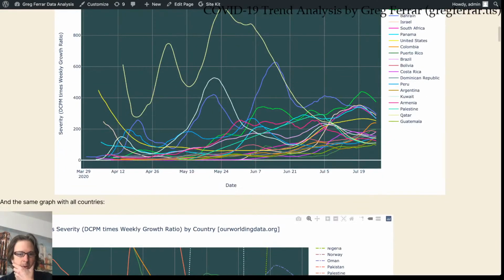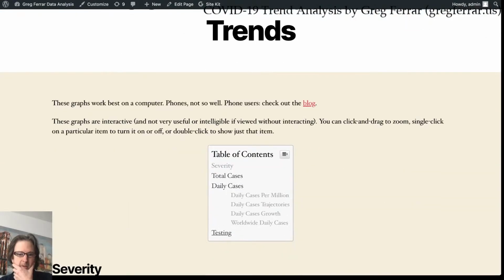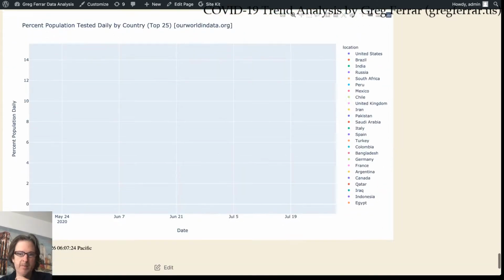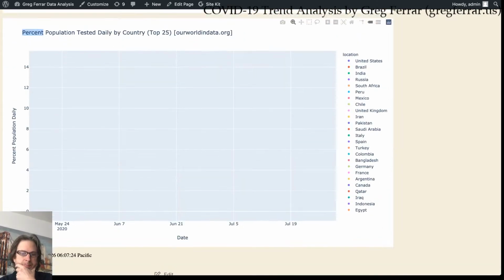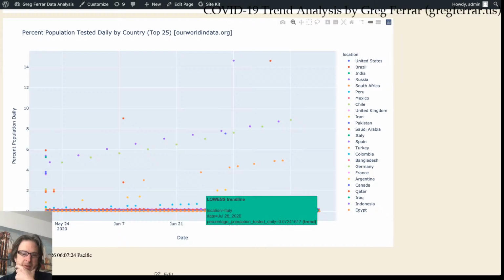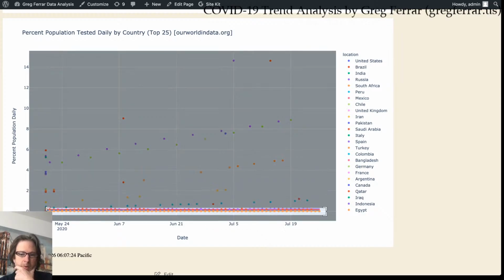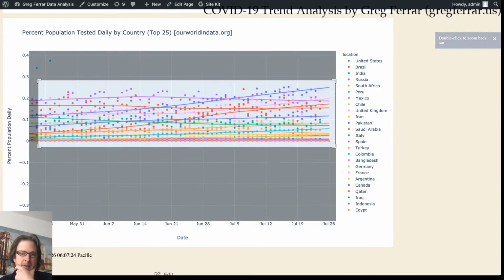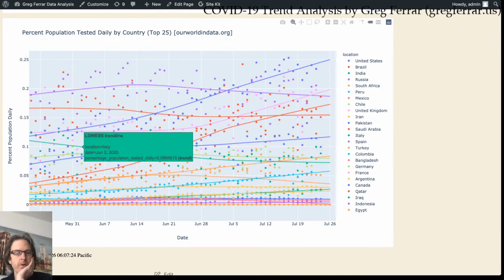What shall we look at here otherwise? Maybe just take a quick look at worldwide testing. I haven't looked at this for a while. Daily population tested by country. Just to see if we get anything interesting here. What we've always seen when we look at this graph is everything is rising. But you know, it's not so much true anymore.